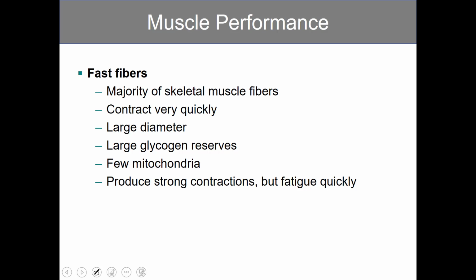Fast fibers are the majority of our skeletal muscle fibers, and they contract very quickly. They have a very large diameter, large glycogen reserves, and very few mitochondria. They produce strong contractions, but they fatigue quickly. Strong contractions would be associated with the very large diameter. They would have a lot more room for the myofibrils.